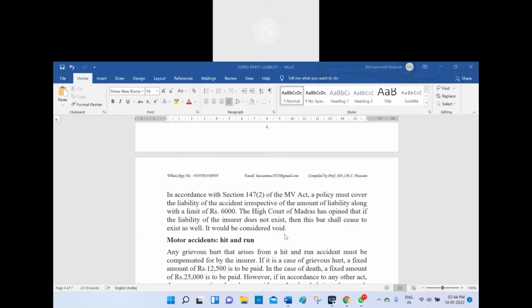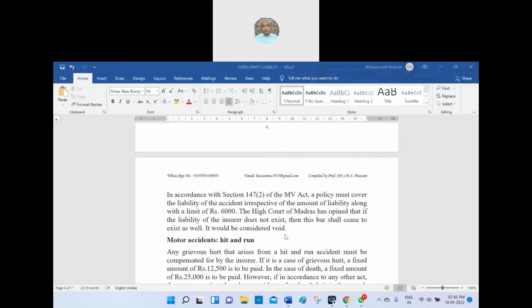See, a policy covers the liability for the incident irrespective of the amount of the liability, along with the limit of 6,000. If a bodily injury occurs, a total amount of 6,000 will be paid. Of course, now 6,000 is a very, very meager amount. It may be increased. The High Court of Madras opined that if the liability of the insurer does not exist, then this bar shall cease to exist at all. It would be considered void.